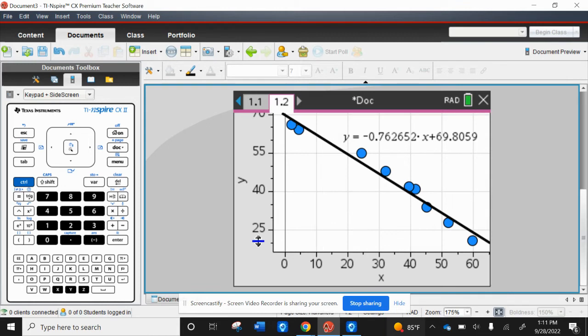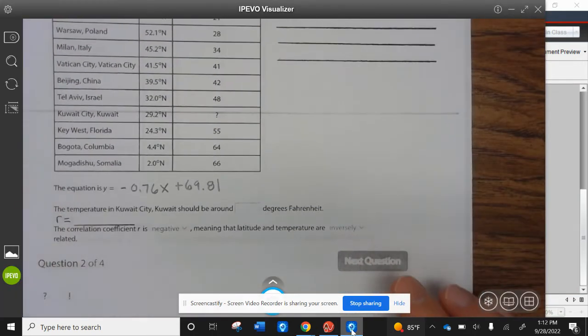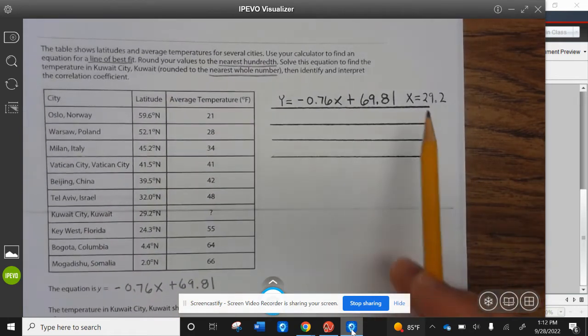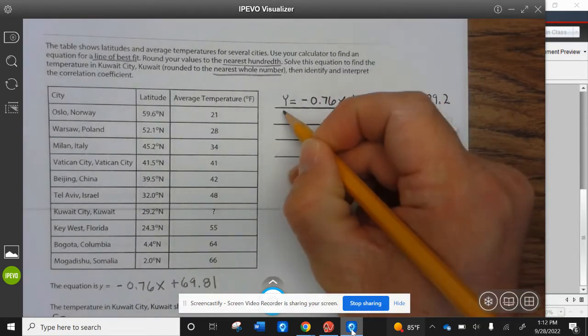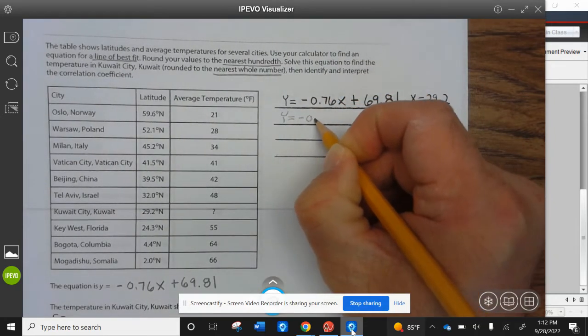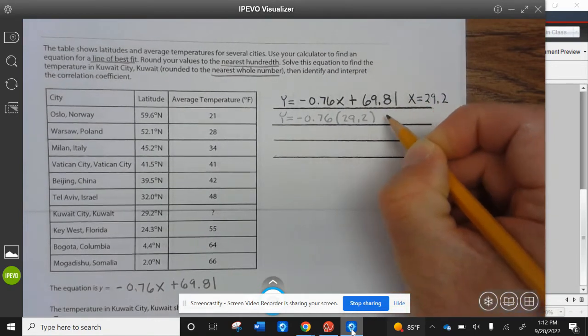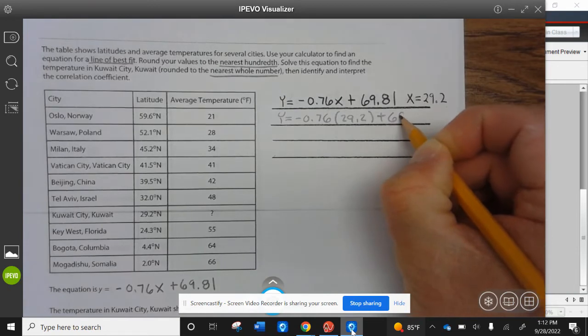So the equation is y equals -0.76x plus 69.81. All right, so we have our equation. Now we need to find the temperature in Kuwait City. So we're going to plug in the x of 29.2 into the equation. So you have y equals -0.76 times 29.2 plus 69.81.